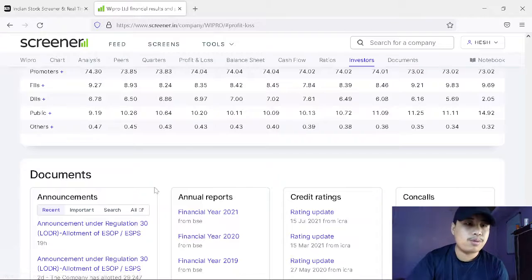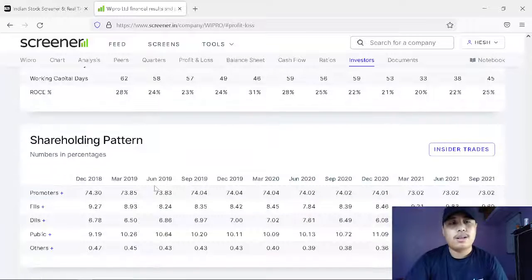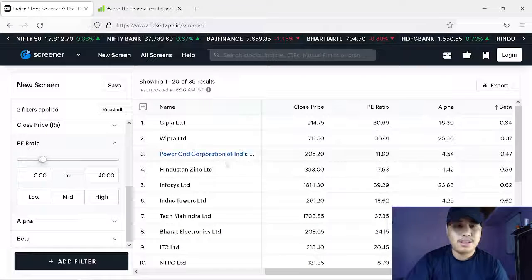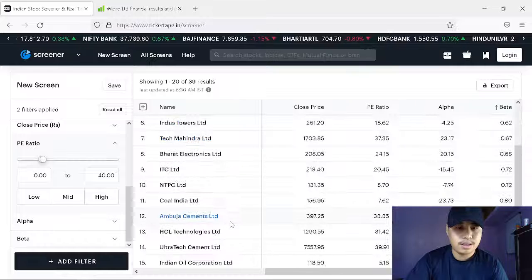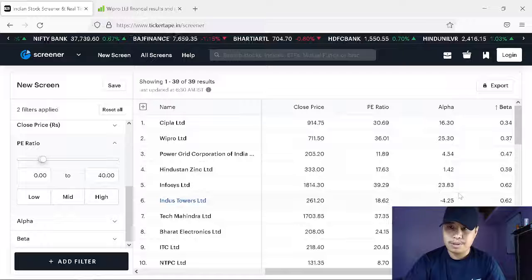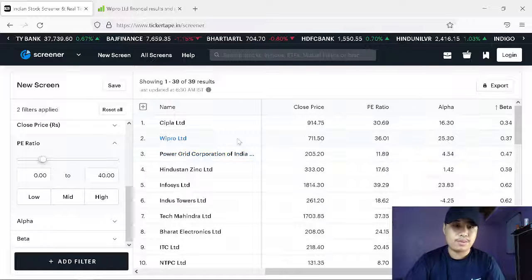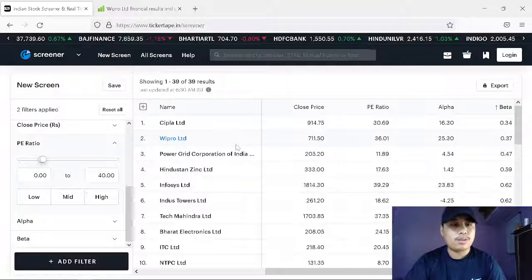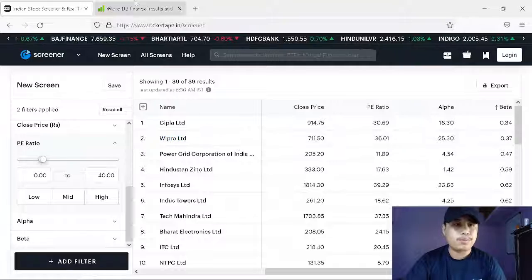So Bharat Electronics, and in tech companies, I would go for Wipro and HCL. But if I were to choose between Wipro and HCL, then I wouldn't go for HCL. Is HCL listed here? Yeah, it's here. 22%, 25. Wipro has a higher alpha, so I would go for Wipro.